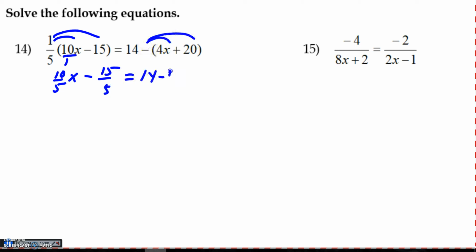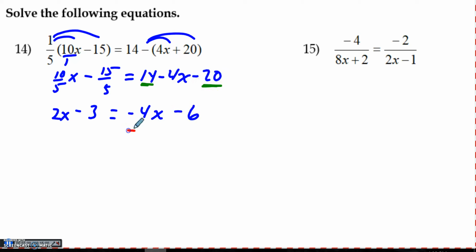Distribute that negative, minus 4x minus 20. 10/5 is the same thing as 2x. 15 divided by 5 is really 3. So 2x minus 3 equals 14 minus 4x minus 20. These are like terms though, so we could say that this side is really negative 4x. 14 minus 20 is minus 6.